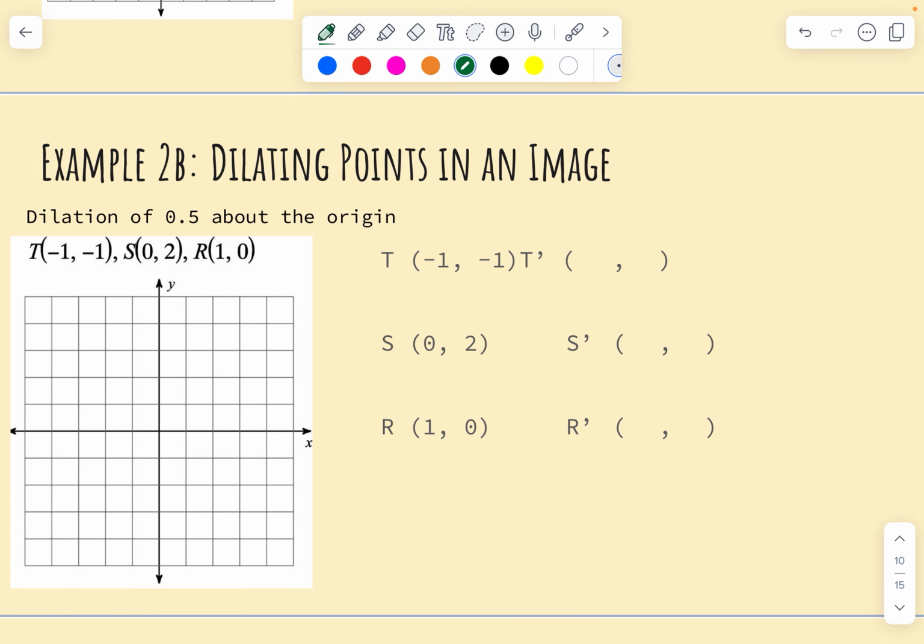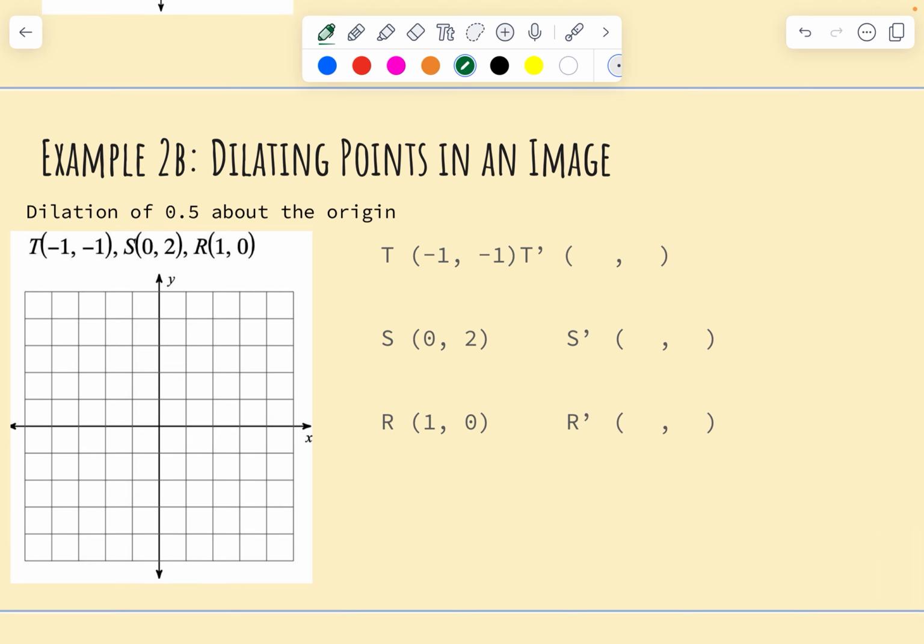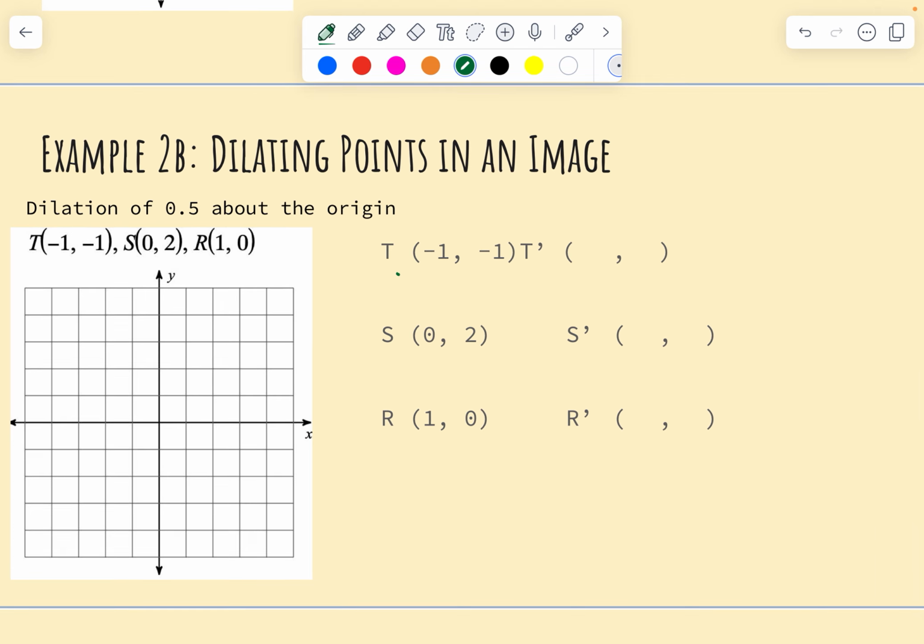All right, this next one, dilation of 0.5. So we're going to multiply everything by 0.5. All of my x's and all of my y's.